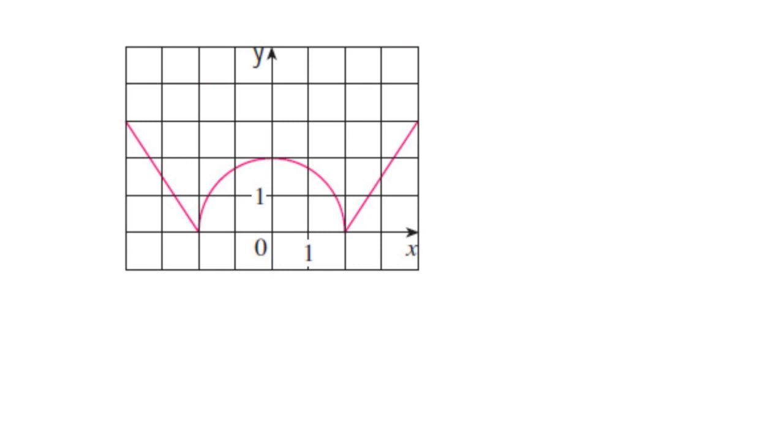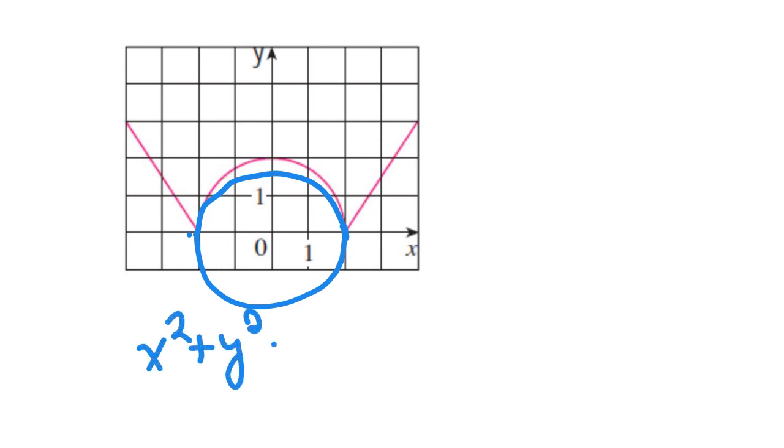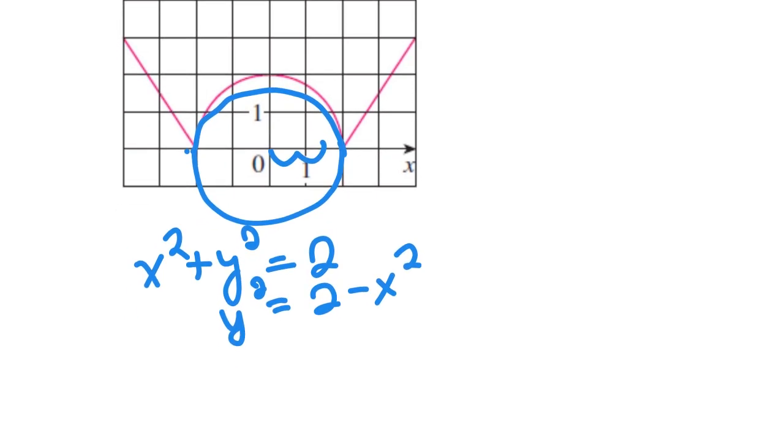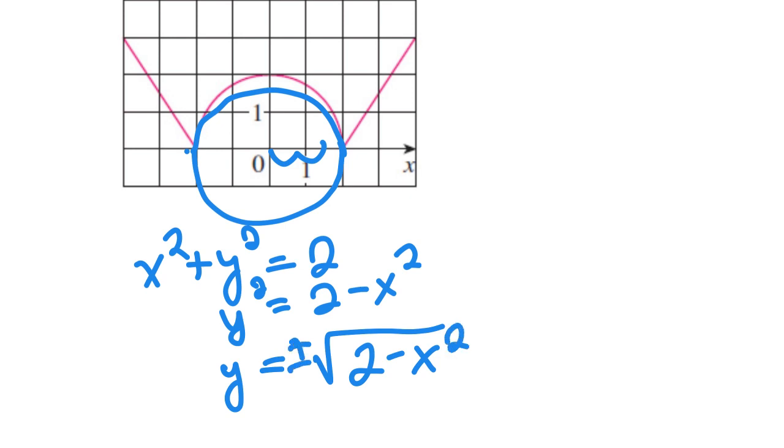Here's another one. This one is a semicircle. The equation of a circle is x squared plus y squared equals r squared, and the radius of this is the square root of 2. We want to solve for y, sorry. So y squared is equal to 2 minus x squared. And then we take the square root, the square root of 2 minus x squared, and since we took it, we want a plus or minus.